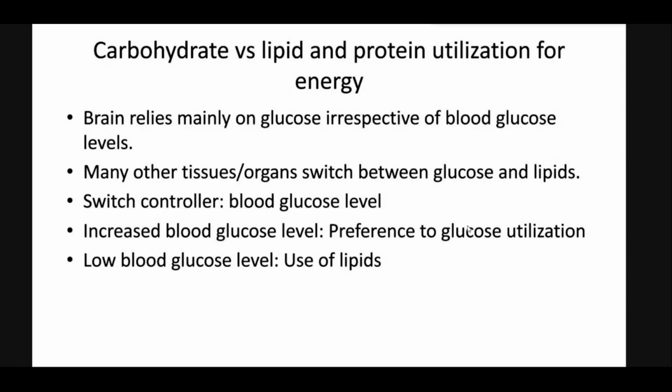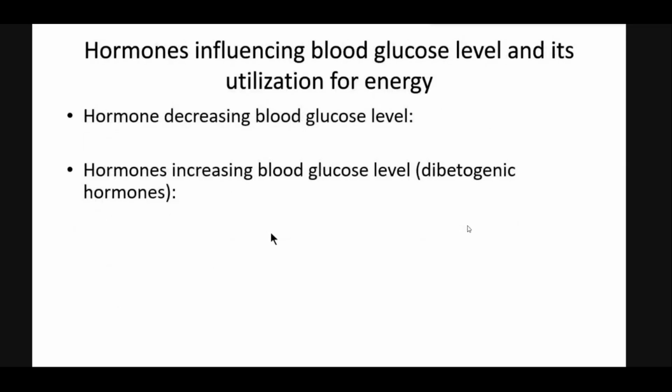And in many of the homeostatic mechanisms, the parameters that are regulated are also the stimulus for the regulation. They also influence the regulatory mechanism, and by that mechanism, negative feedback is possible. We have already seen it. Now, we will see the hormones that influence blood glucose level and its utilization for energy.